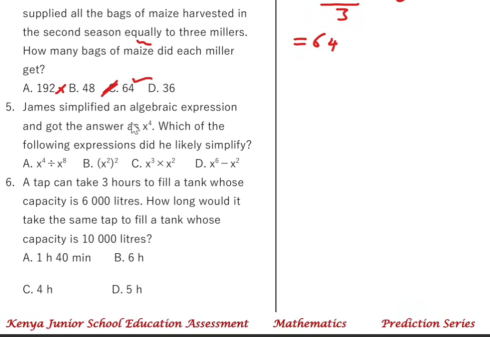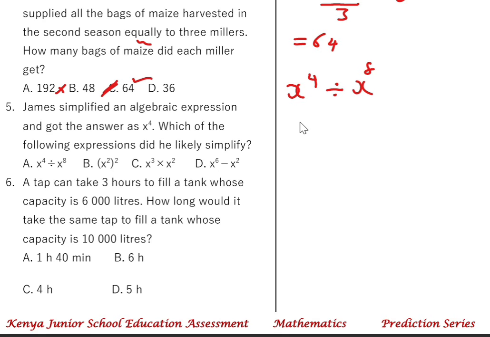James simplified an algebraic expression and got the answer as x power 4. Which of the following expressions did they likely simplify? So we have options here. Remember the laws of indices. We're going to apply the laws of indices to get the correct option. So for part A, we have x power 4 divided by x power 8.